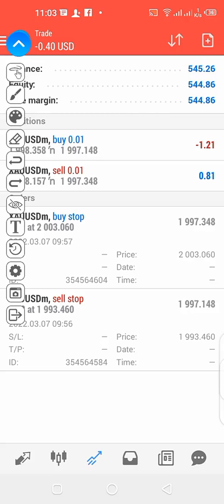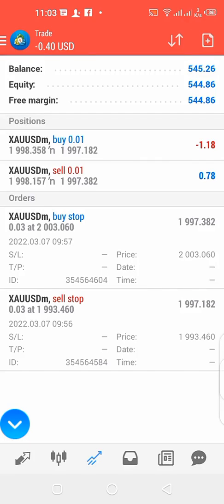The edge spacing is 49 pips. Okay, edge spacing is 49 pips. Right now it appears as if the sell trade will get triggered first.